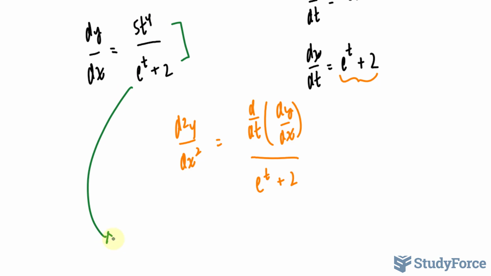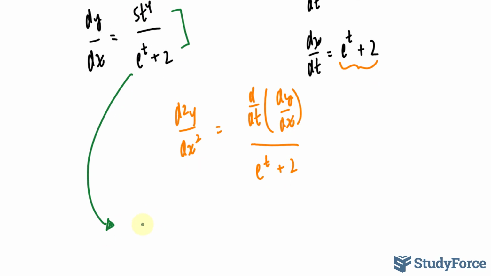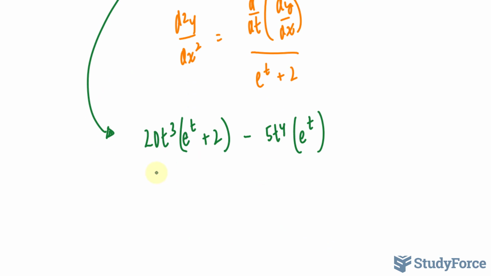So I'm going to find the derivative now of this. The derivative of 5t to the power of 4 is 5 times 4, which is 20, t to the power of 3, multiplied by the denominator, minus the numerator, left the way it is, times the derivative of the denominator. The derivative of e to the power of t plus 2 is e to the power of t. The 2 becomes a 0 because it's a constant. And we'll divide this by e to the power of t plus 2 all squared.